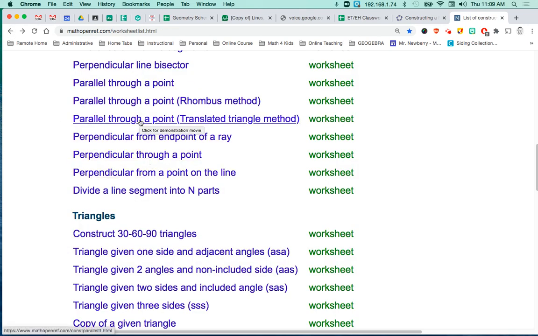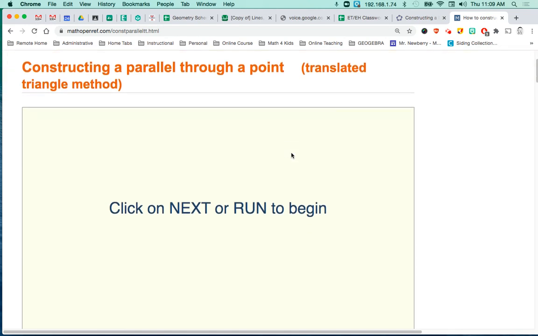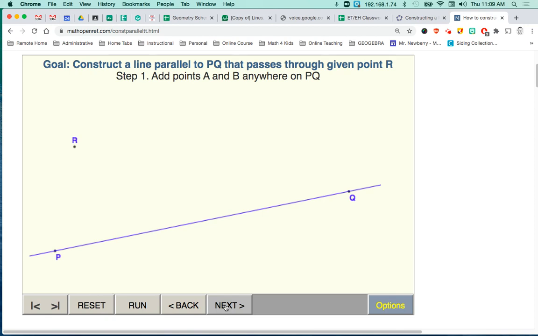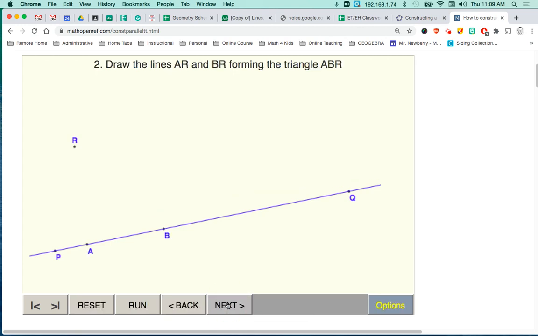is the translated triangle method. Here, again, this one looks a little different, but it's the same idea. You've got point R, which is up there. What we're going to do is add A and B anywhere on PQ. Now, just be careful when you're doing this. Make sure A and B are somewhat close to point R because they're going to be the other two vertices of the triangle that goes with R. And make sure you leave enough space so you can translate this within the two points that are given on the line PQ.